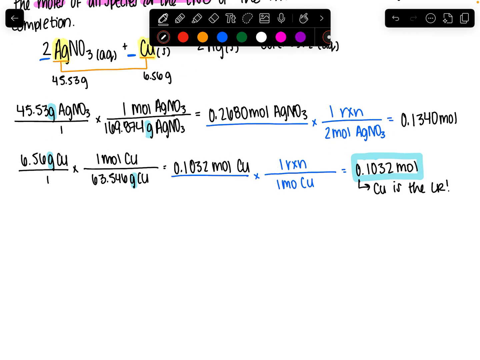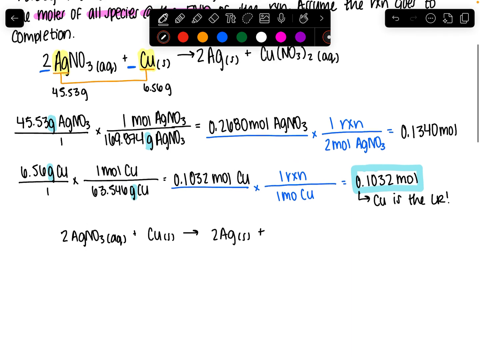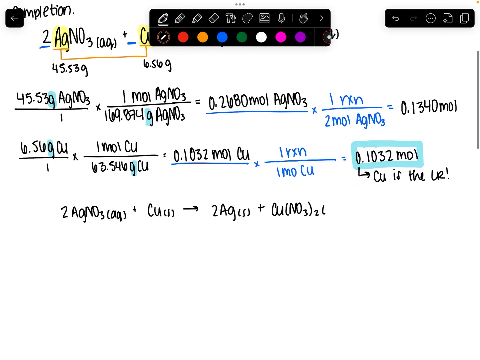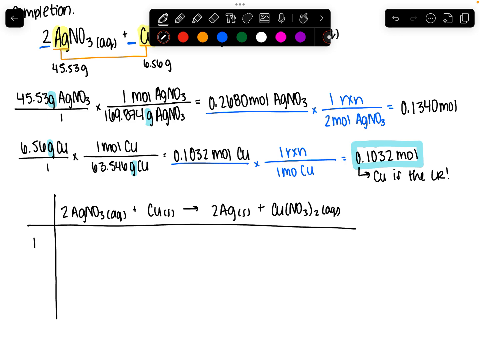So to set up your BCA table, you rewrite your chemical reaction equation. So I'm going to rewrite that right here. And then you set yourself up your little table structure. So you have your B for before, C for change, and then I'd like to draw myself a little dashed line for after.